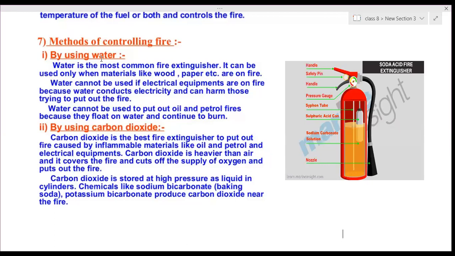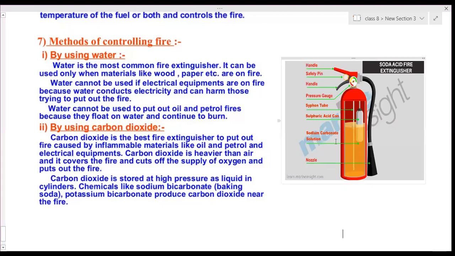And if the fire has broken out due to oil, petrol or any electrical appliances, then that fire is extinguished by using carbon dioxide. For that, we use this kind of cylinder. Have you seen this kind of cylinder at every place now? It is mandatory. Okay. Yes, ma'am.